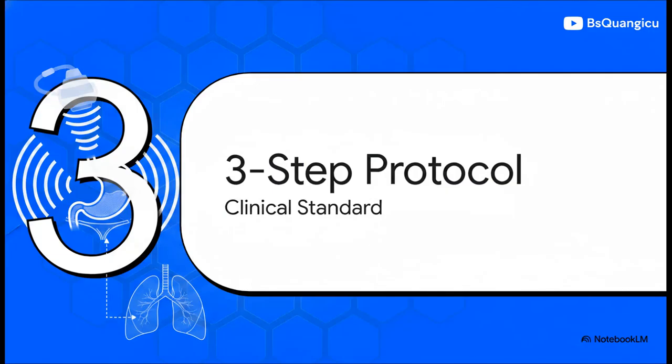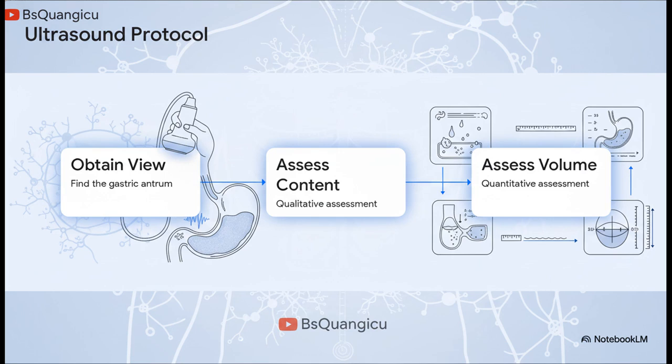Which brings us to Section 3, the 3-step ultrasound protocol. This is your clinical standard. Think of this as your standard operating procedure for the ER or OR. It's a super logical, linear 1-2-3 punch. Step 1, obtain the view of the gastric antrum using the landmarks we just mapped out. Step 2, assess the contents qualitatively. What's actually in there? And Step 3, if you see fluid, assess the volume quantitatively to pin down the exact level of risk.